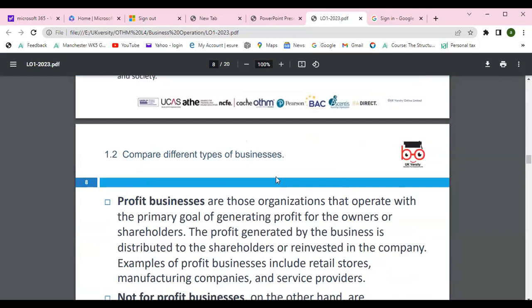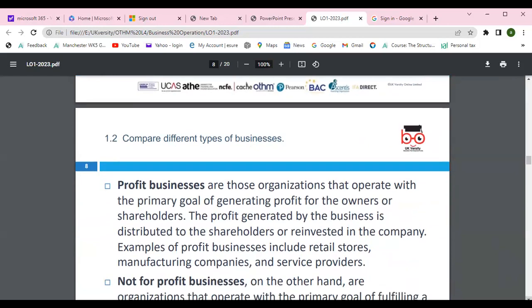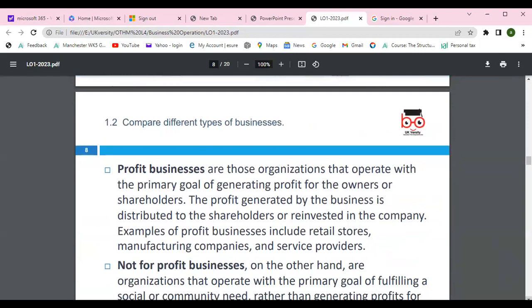Compare different types of business. Profit businesses are those that operate with the primary goal to generate profit. Shareholders mean the investors in the business. You can buy a share of any company of your choice which is a PLC. What is a PLC? There are two types of companies: one is public limited, PLC, the other is LTD. PLC issues shares to the public, and an LTD, limited company, has private investors. Like you and me can come and set up a private company. For a public limited company in the UK, if we want to set up, we need £50,000 worth of investment.